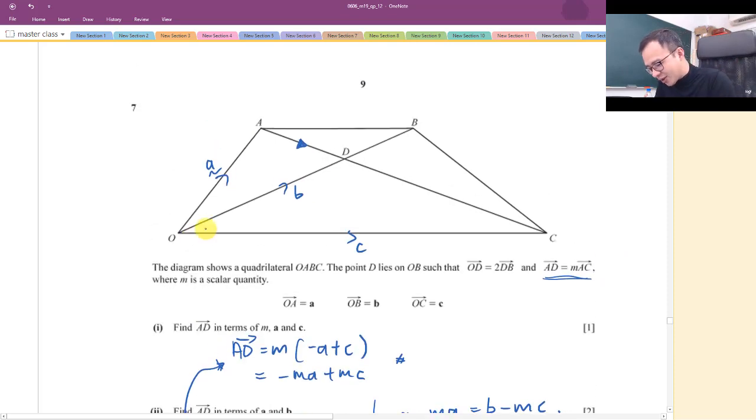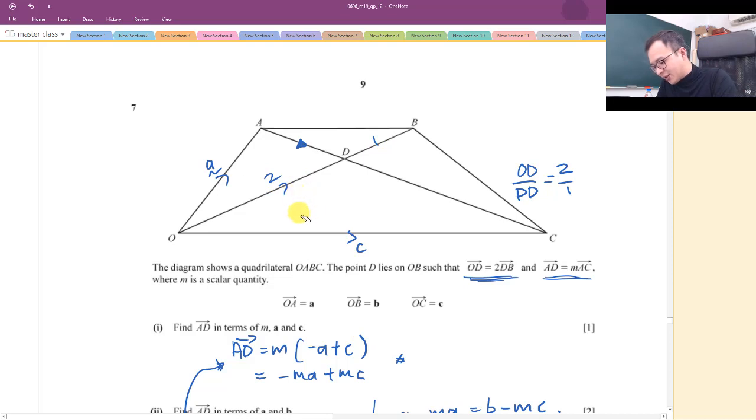Because OB is a whole thing. So therefore, yeah, I need to use the information given here. So yeah, thanks for that. So no wonder I got a different result. So OD equals 2 dB. So therefore OD over dB equals 2 over 1. So OD is ratio 2, dB is ratio 1.